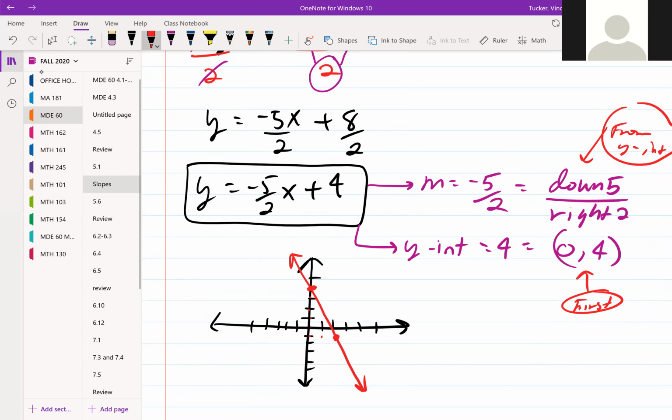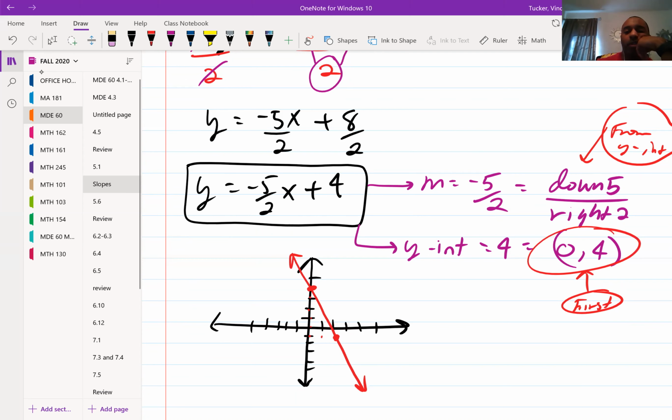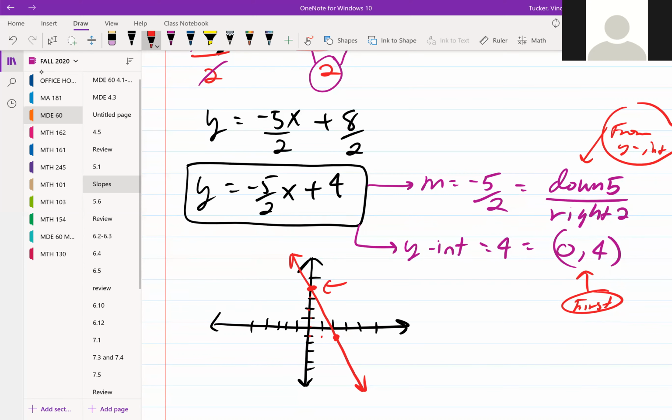Okay, wait, you said you went down 5? Mm-hmm. Why does it seem like you're going up? What do you mean? Go ahead. Because I graphed the 0, 4 first. So 0, 4 is right here. Okay. And then I go down from 0, 4 and to the right 2. So I was doing it backwards.